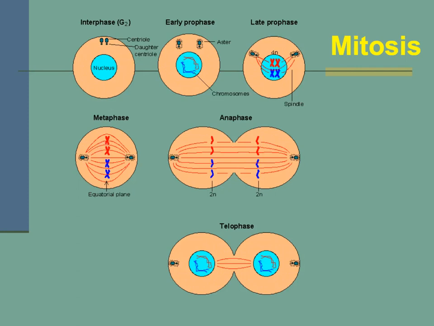In anaphase, which is one of our shorter stages, we see the centriole begin to wind in the spindle fibers, and as it winds in the spindle fibers, that will pull half of the chromosome in this direction and half the chromosome will be pulled in this direction.